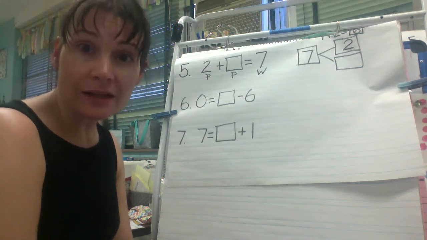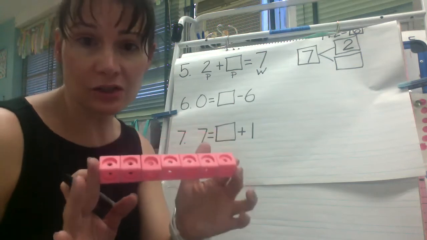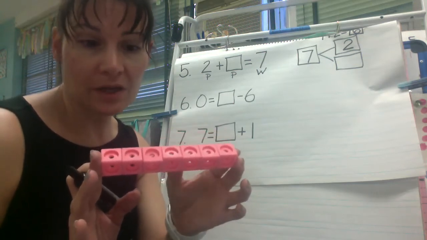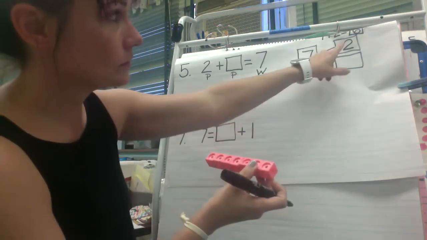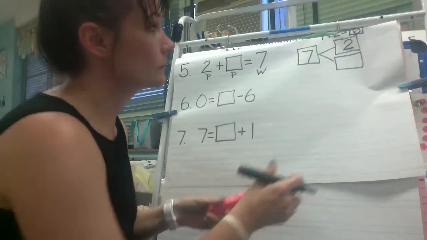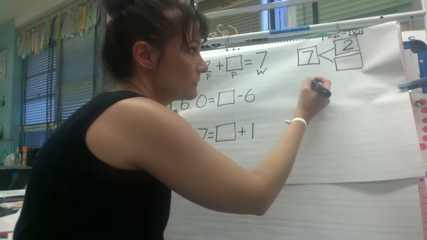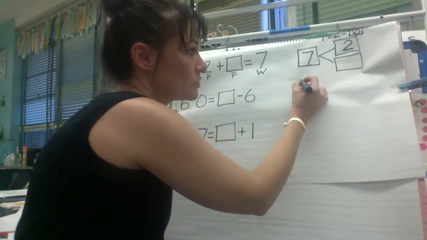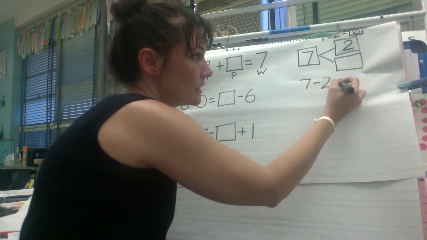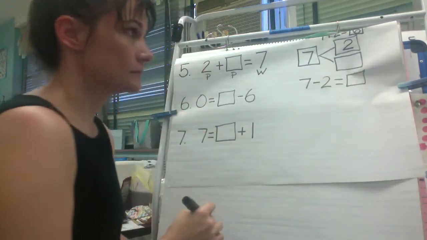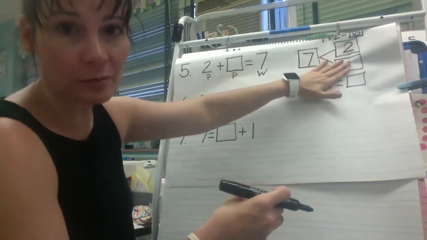You're right, I could count on. I have with me 7 cubes. I know that 2 is what I know. So I could show that with my 7 cubes. I could think about my subtraction. 7 minus 2 equals box. Because I take my whole minus a part to get my other part.